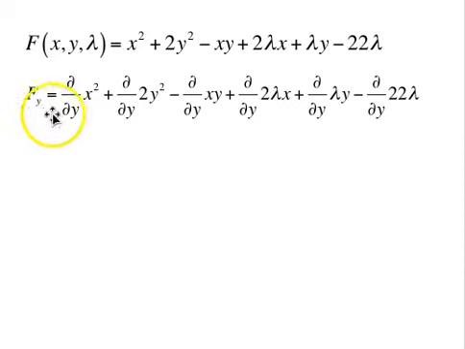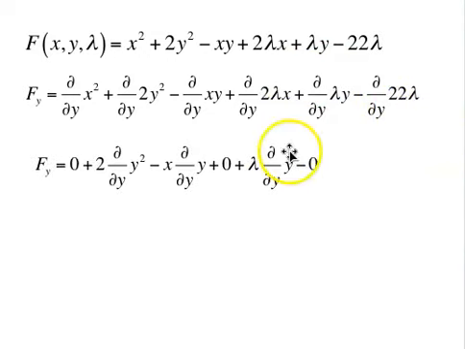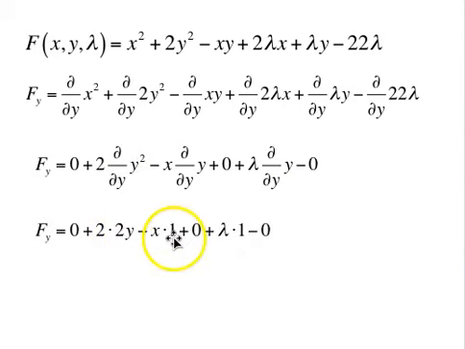So next up I need F sub y, the partial of y of the first piece, that'll be 0. Partial of y of the second piece, we're going to pull the 2 out in front. Partial of y of xy, we'll pull the x out in front. Partial of y of 2 lambda x will be 0. Partial of y of lambda y, we'll pull the lambda out in front. Partial of y of 22 lambda will be 0. Now this thing is 2y, and those are 1 and 1 using the derivatives. So we're going to get 2 times 2y minus x times 1 plus lambda times 1. Big F sub y becomes 4y minus x plus lambda.